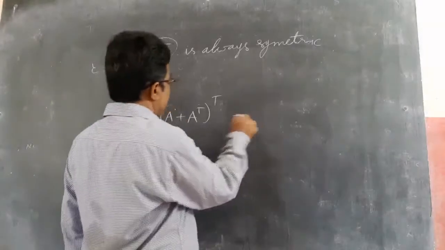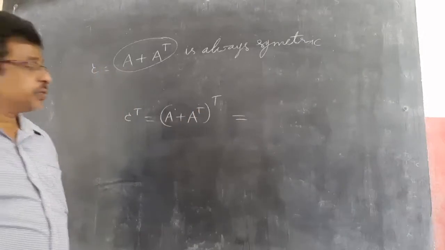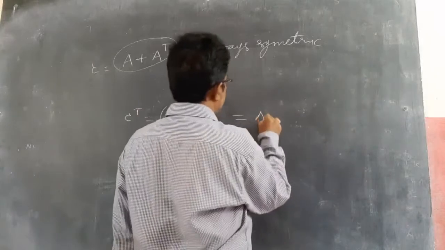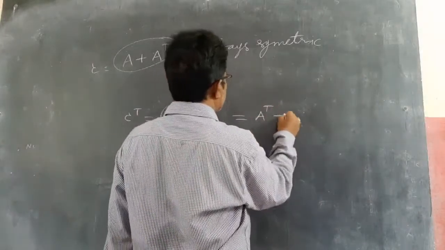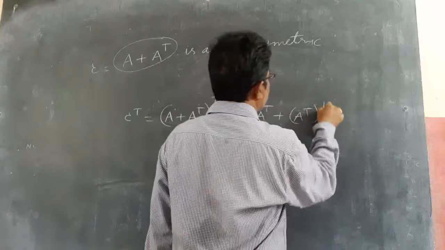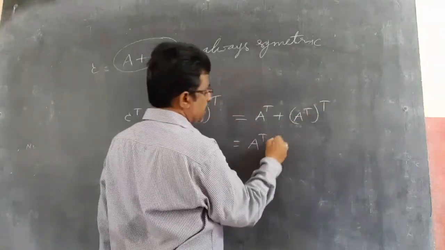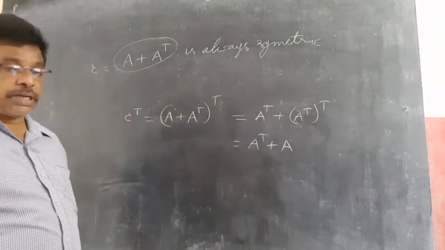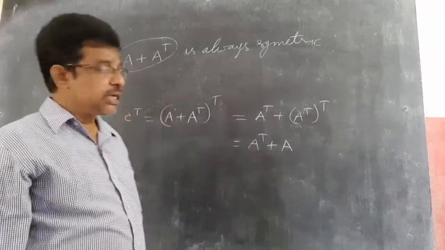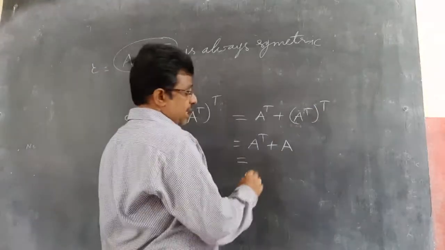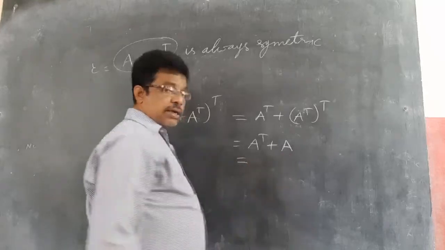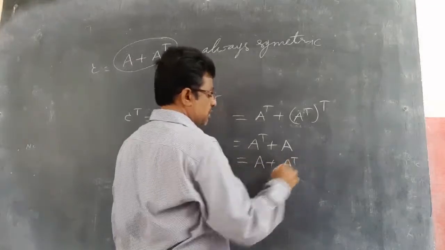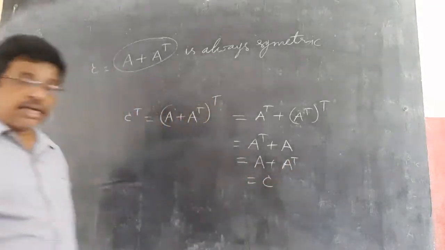A plus B whole transpose is, I told you a property, A transpose plus B transpose. Now A transpose plus A transpose whole transpose is always A, I told. Addition is commutative, I told. Means A plus B I can write as B plus A. So A plus A transpose is nothing but C itself.